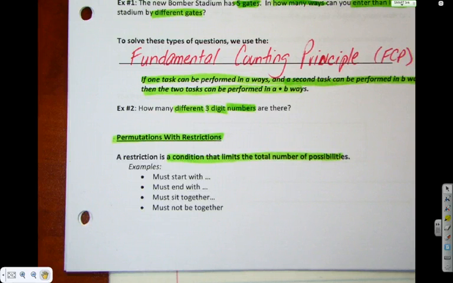That's what we're going to practice next: what about people who have to sit together, and what about people that don't want to sit together, and what about numbers that have to stay together, and vowels have to be together, and the consonants can't be by a vowel.